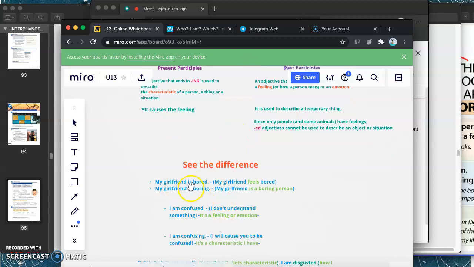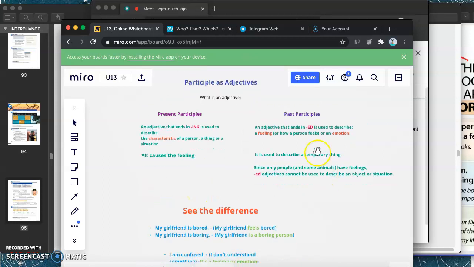So we have, for example, this one: my girlfriend is bored. That's a past participle because it ends in ed. So if I say my girlfriend is bored, that means that my girlfriend feels bored, like she's feeling bored in this moment. That's how she's feeling, that's her emotion or her feeling.